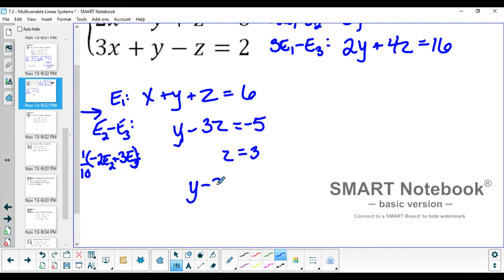So y minus 3z, which we know is 3, is equal to negative 5. So this is negative 9. Add 9 to both sides. So y is equal to 4.